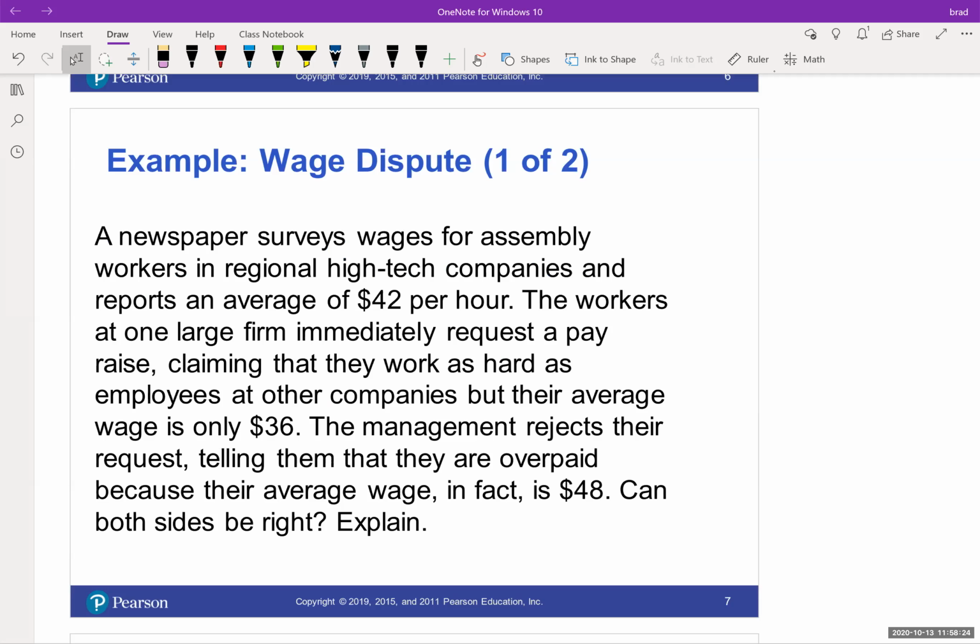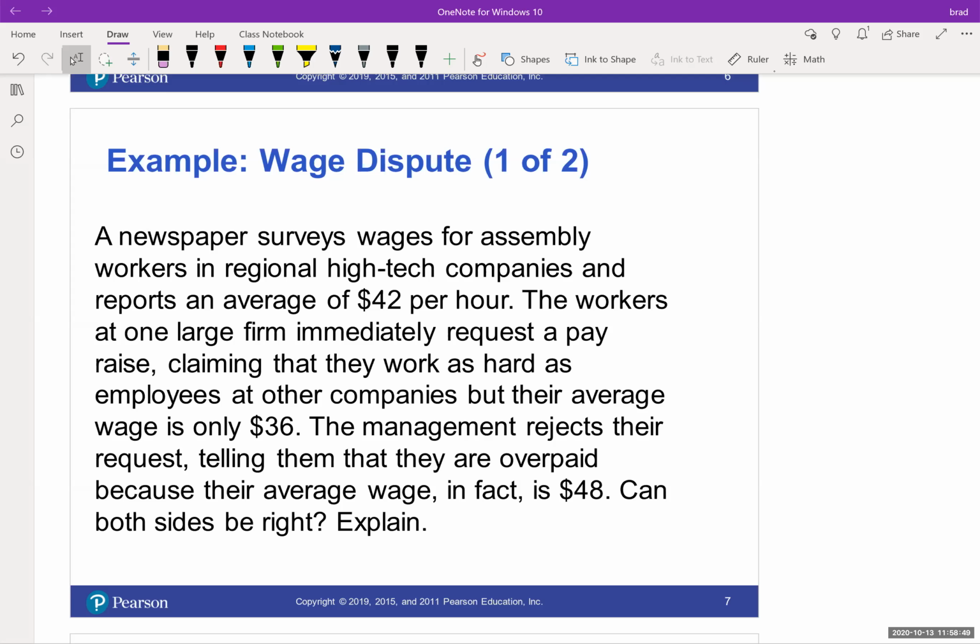So a newspaper surveys wages for assembly workers in regional high-tech companies and reports an average of $42 per hour. The workers at one large firm immediately request a pay raise, claiming that they work as hard as employees at other companies, but their average wage is only $36. The management rejects their request, telling them that they are overpaid because their average wage is in fact $48. Can both sides be right?